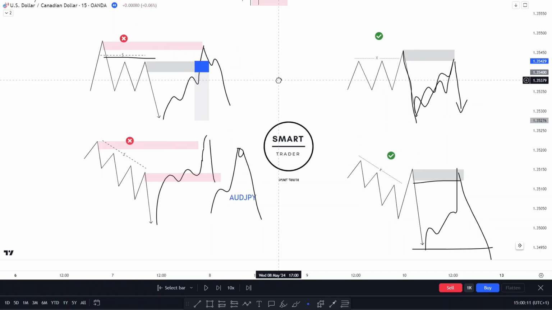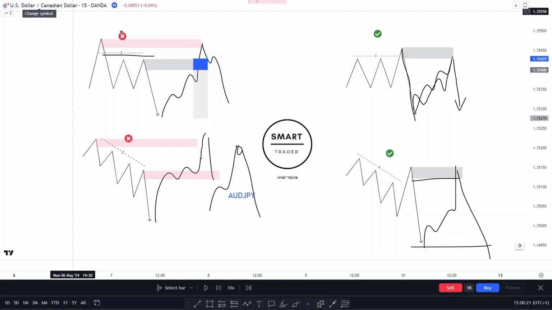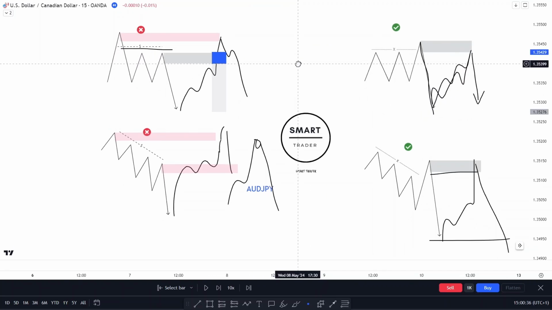You also have to pay attention to the timing and the session, depending on the pair that you're trading. If you're trading USD CAD, that means you have to pay more attention to order blocks created in the New York session. If the order block is created in the Asian session, then it is really low probability. The market will probably break it. All right, so this is how you can identify your higher probability POIs.